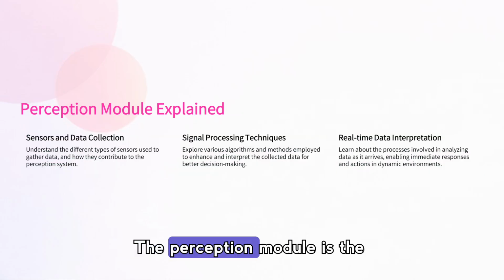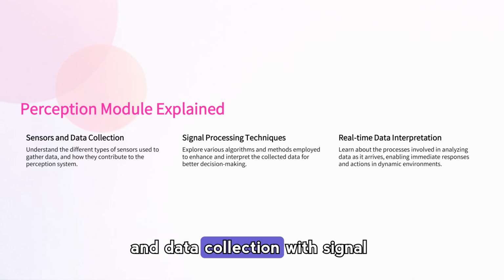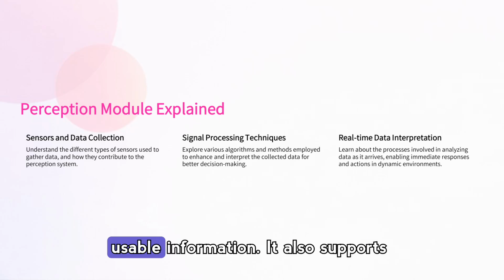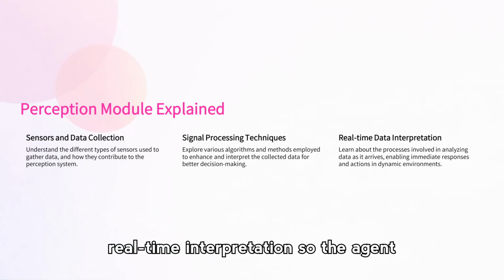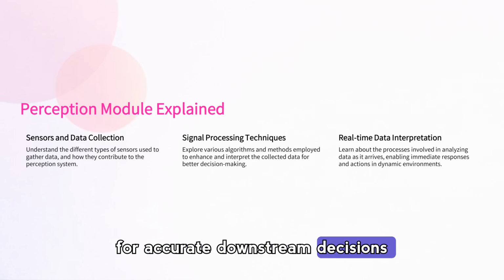The perception module is the agent's senses, combining sensors and data collection with signal processing to turn raw inputs into usable information. It also supports real-time interpretation so the agent can react appropriately to changing conditions, and it lays the foundation for accurate downstream decisions and actions.